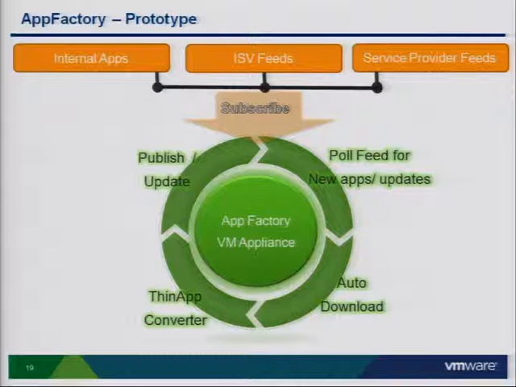So we've got this prototype called App Factory. The idea here is on the back end, you've got an appliance that sits in your data center somewhere, and this appliance listens to what we call feeds. It's sort of like an RSS reader, which can go out and check to see if there are any new news updates from specific websites, alert you if there are, and automatically download those updates. So take that same concept and apply it to applications.